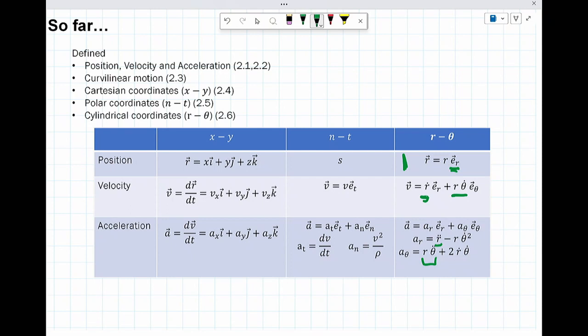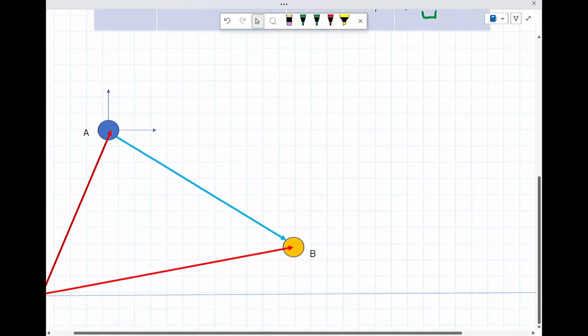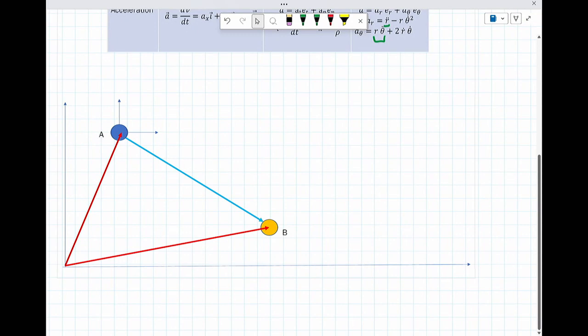So when you calculate the derivative of this and the derivative of this, you'll have an e r term that appears, and that is where you get that minus r theta dot squared. And you'll have a twice r dot theta dot that appears from the derivative on e sub r. All right, which leads to this.